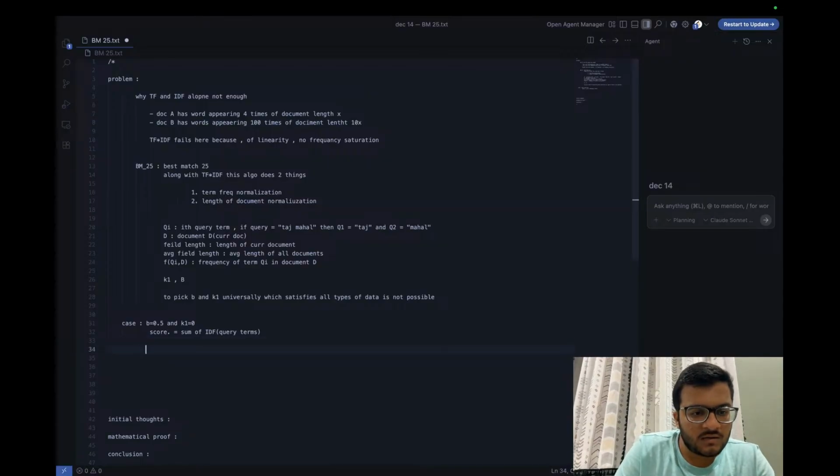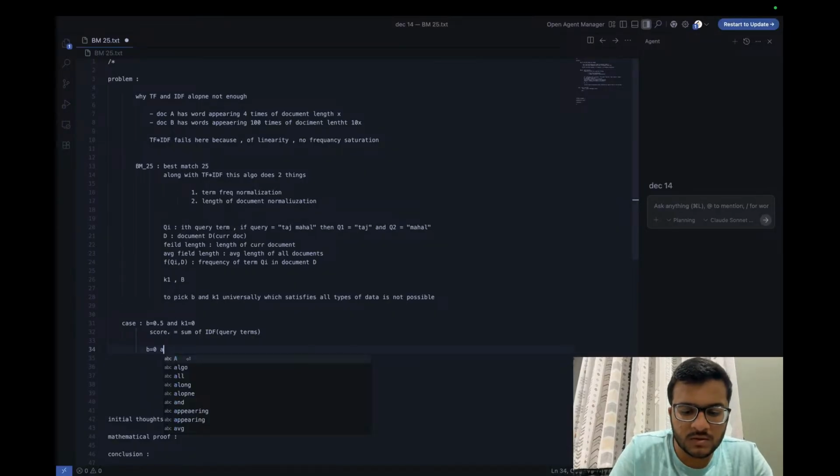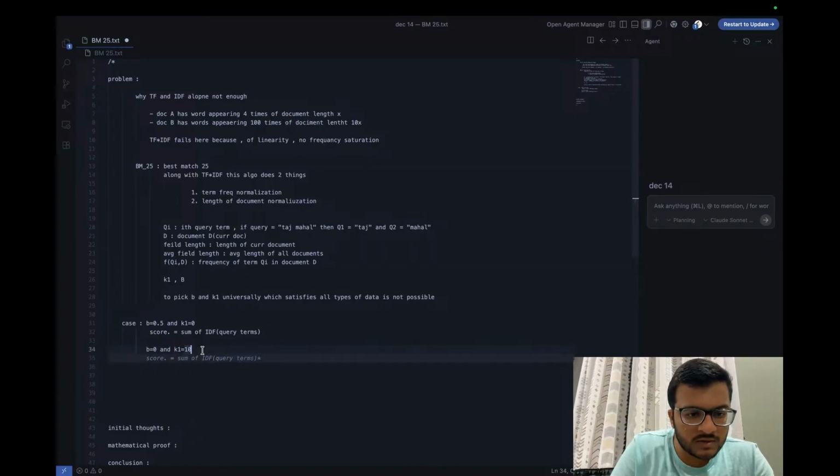So let's see one more case where B equals 0 and K1 equals, it doesn't matter, okay, I think it's 10. So here I mean to say K1 is high.